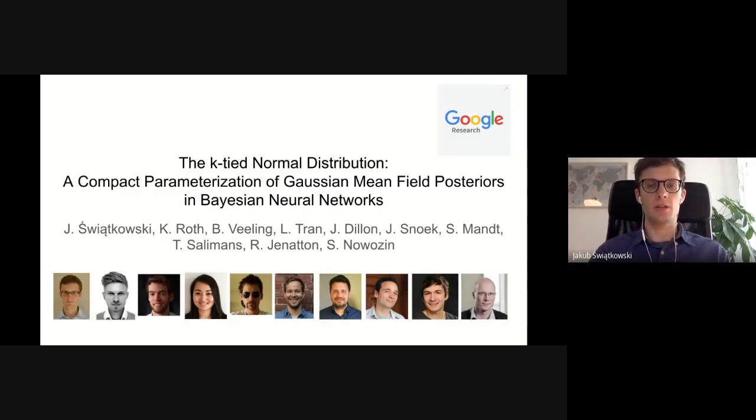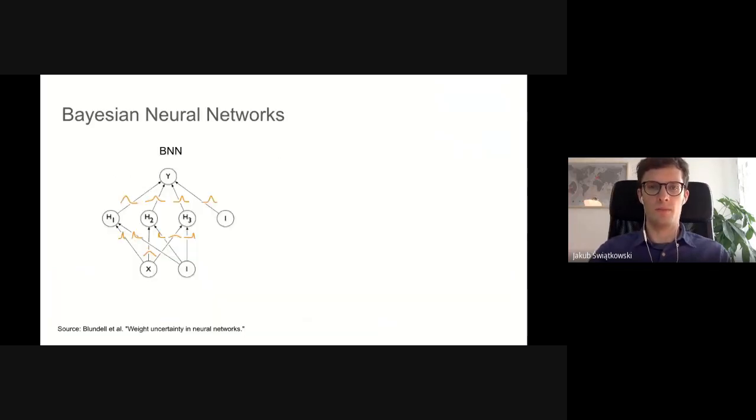We present the k-type normal distribution, which is a compact parameterization of Gaussian mean-field posteriors in Bayesian neural networks. In Bayesian neural networks, we are interested in learning the posterior distribution over the network weights. A popular approach for doing this is variational inference. In variational inference, we approximate the true posterior distribution using a simpler distribution Q.